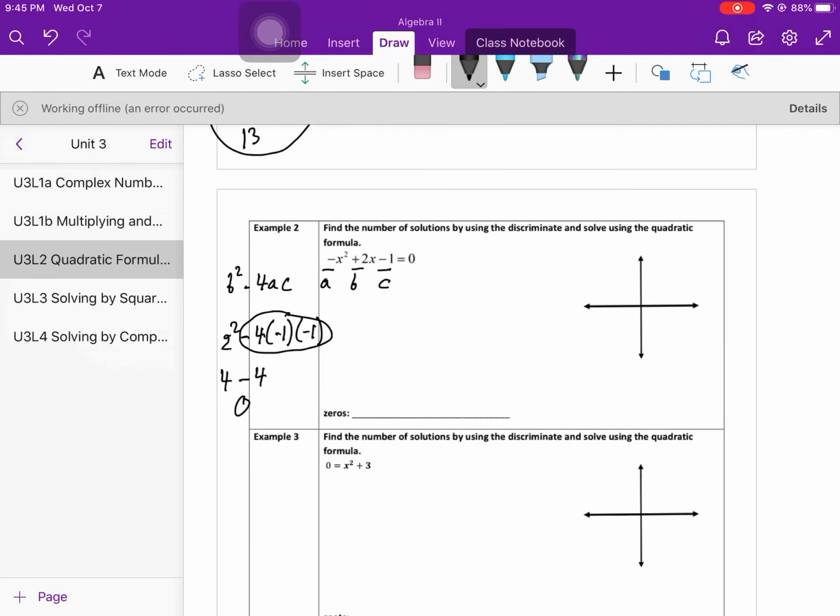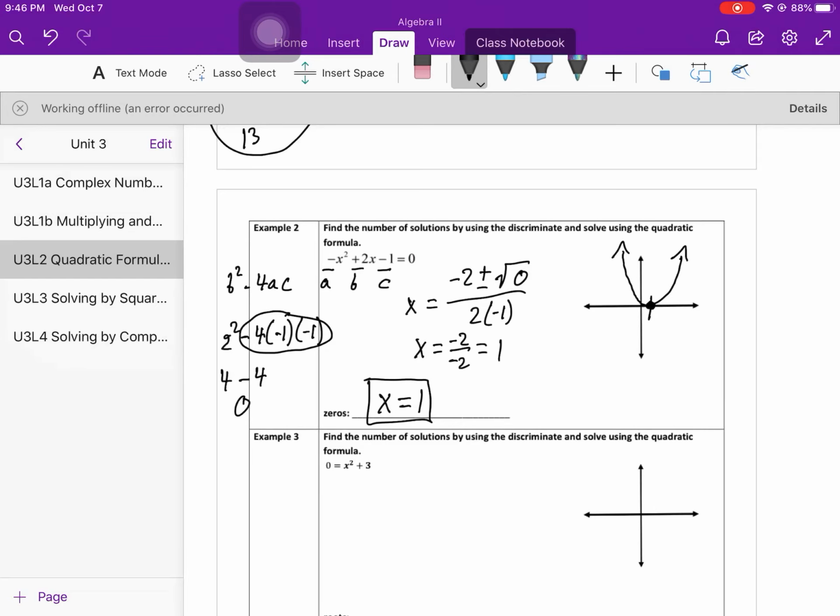Okay, so if I plug this in, I get -b is -2 plus or minus the square root of 0 all over 2 times -1, because our a value is -1. Then when we simplify, the square root of 0 just goes away and we get -2 over -2, which equals 1. So our answer is x equals 1. But now if I were to graph this, it's still a parabola. It just touches once. Right here, it would touch a single point at x equals 1.